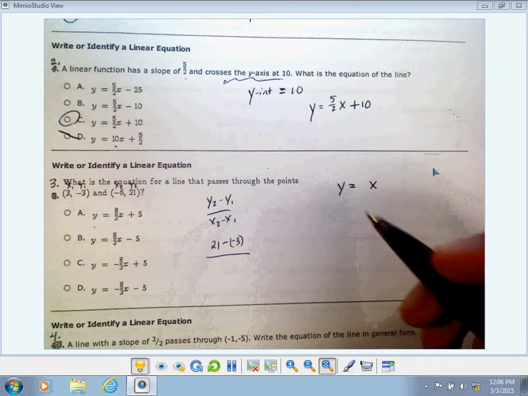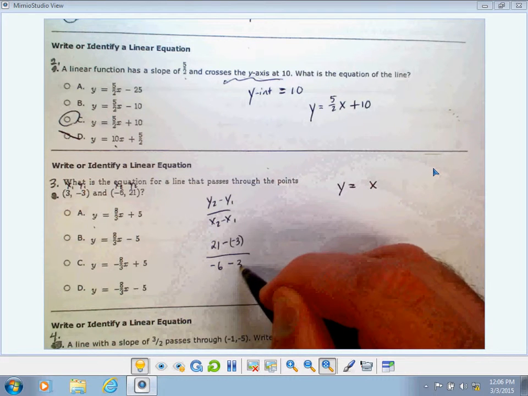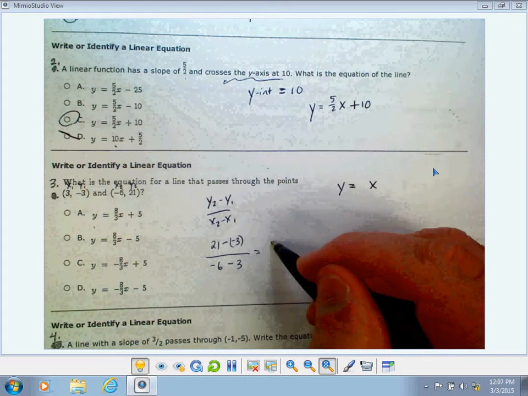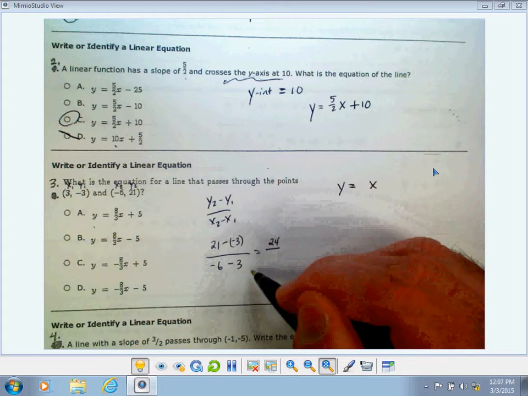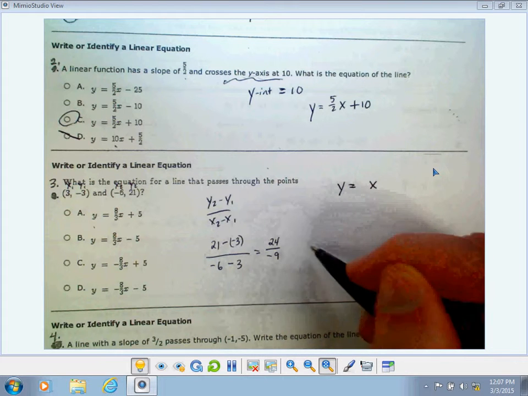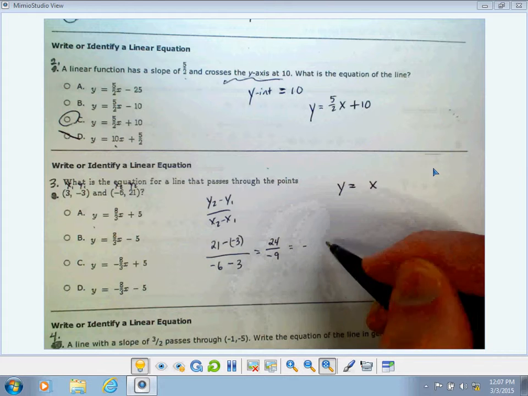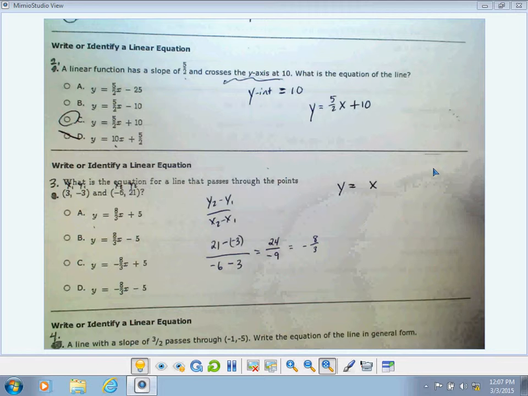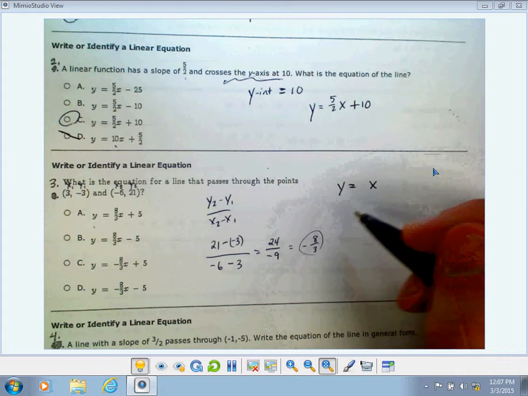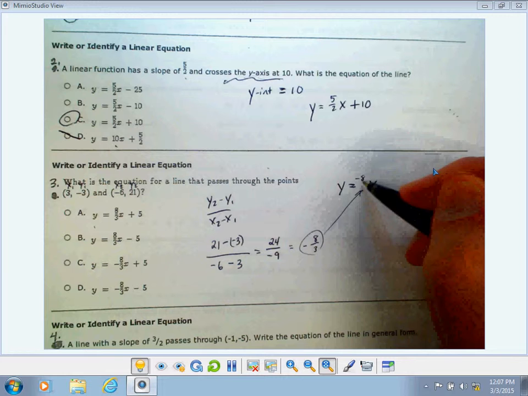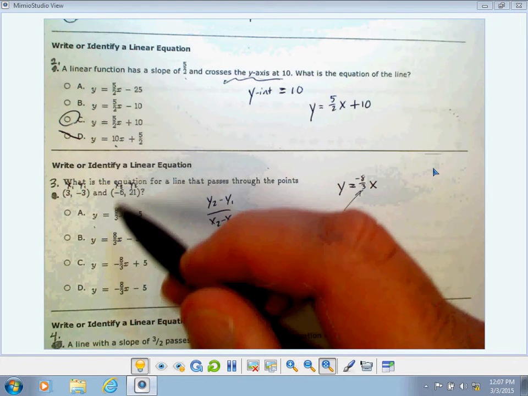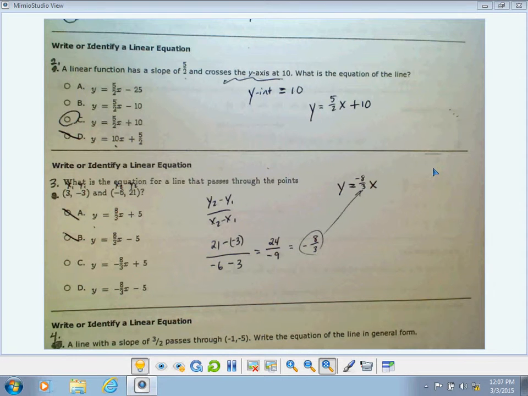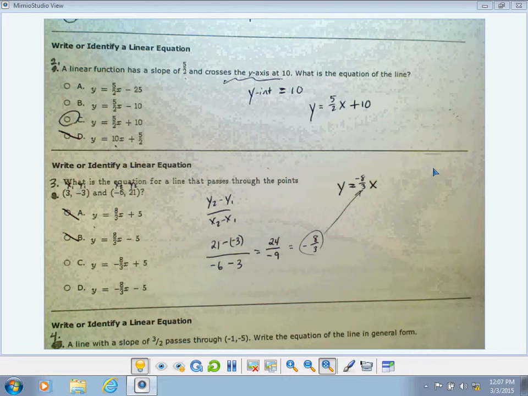And then on the bottom it's negative 6 minus 3. So 21 minus negative really means plus, so this is actually 24, and negative 6 minus 3 is negative 9. If I reduce that, it's going to be a negative, and 3 goes into each one, 8 times on the top and 3 on the bottom. So in the end, my slope is negative 8 over 3. So I can go over here and look and see that I can eliminate A and B because those are positive 8 over 3 and our slope is supposed to be negative.